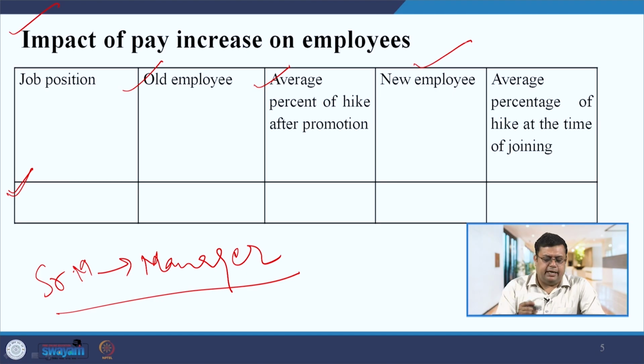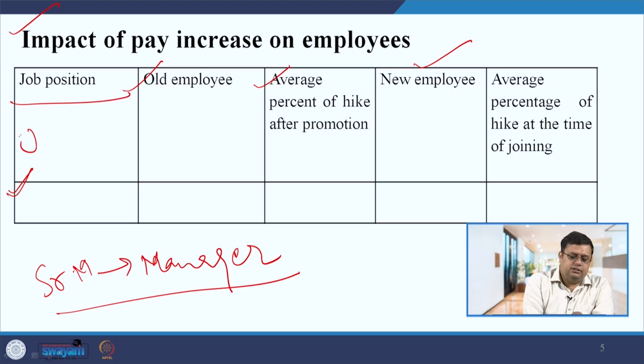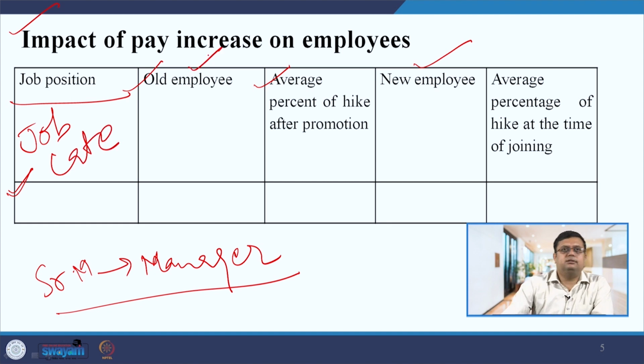Let us assume 10 people have joined from the outside on a managerial position in your organization, or according to the job category that you have decided. For each job category, for new employees, what is the average percentage of hike? And for the existing employees who were promoted from one level to another level, what is the average percentage of hike after the promotion? Both things you can compare.